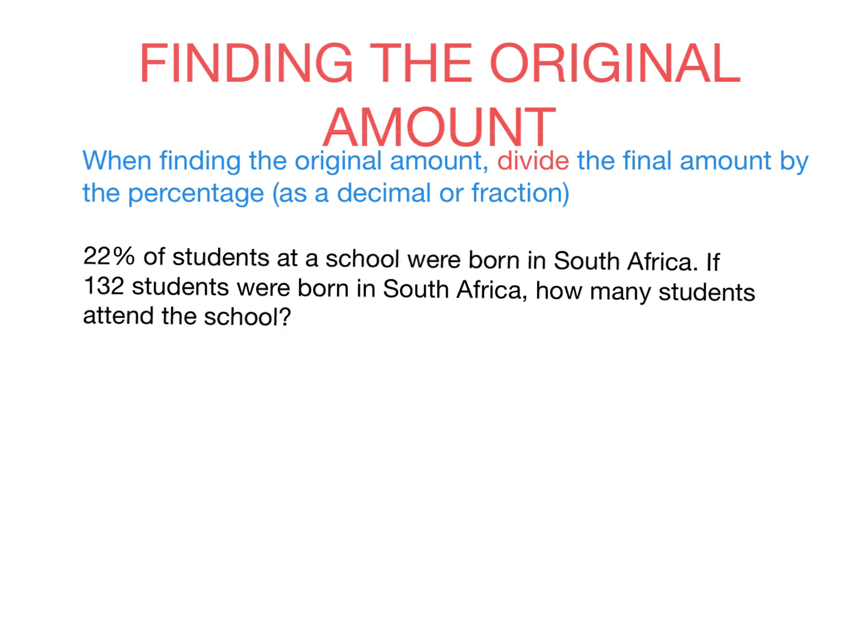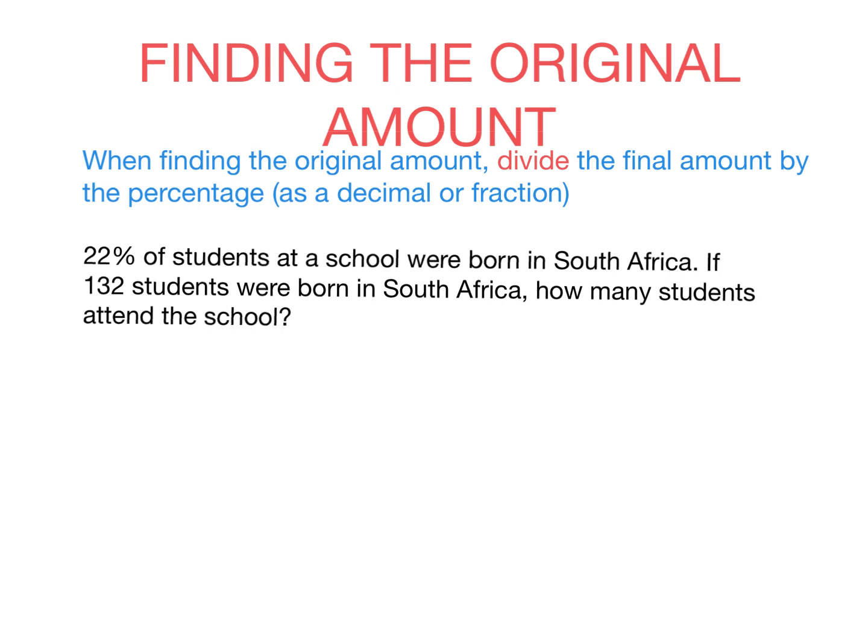What exactly does that mean? Well, what we're going to do here is have a final amount after a percentage has been applied, and we're going to find the number we needed to start with. So this is the opposite of the lesson we did on percentage of a quantity. Here we have the answer and we need to go back to the start.